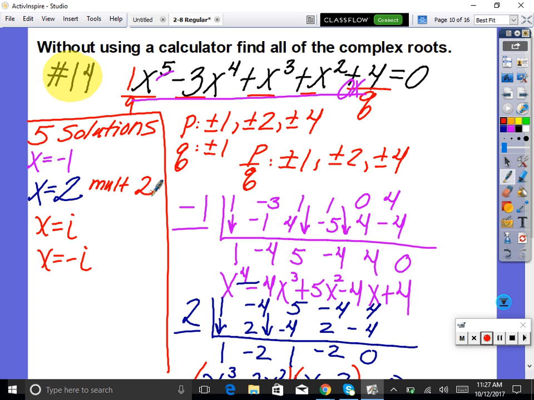Now what I want you to notice is we still have 5 solutions. 1, 2, 3, 4, 5. And these solutions even make sense. Because if you look at your graph, didn't it bounce at 2? That's what an even multiplicity does, is bounce, right? So it's even making sense with our graph. All good? Okay, cool.